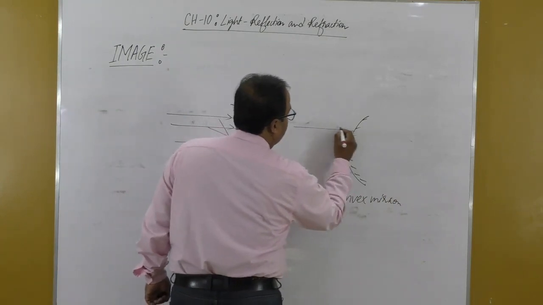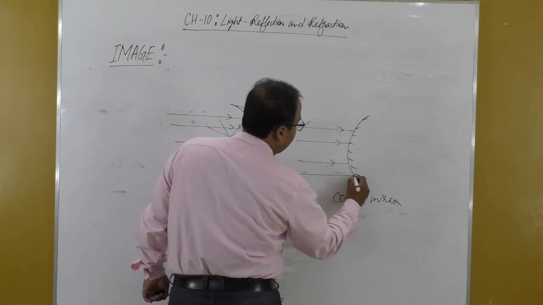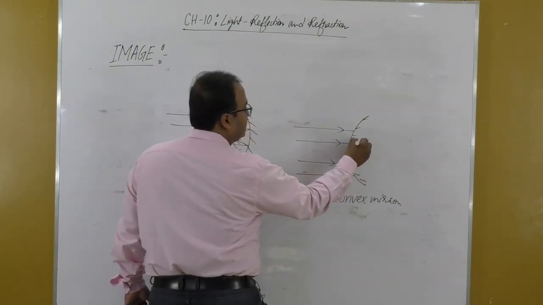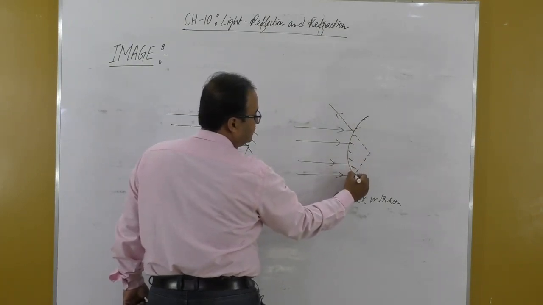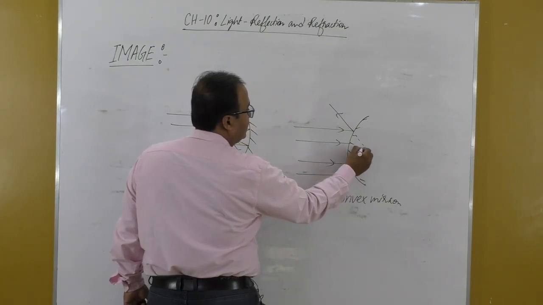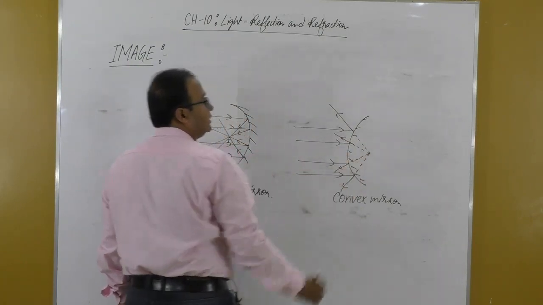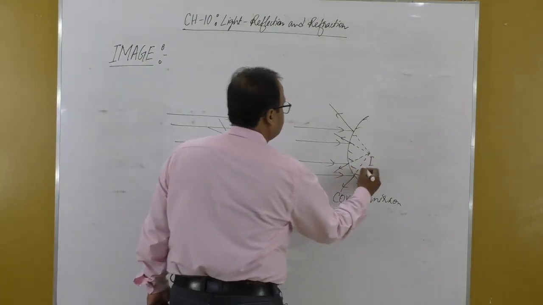If I allow a parallel beam of light to fall on this mirror, after reflection, the light rays appear to diverge from a point. These light rays appear to diverge from a point, and this point is called image.